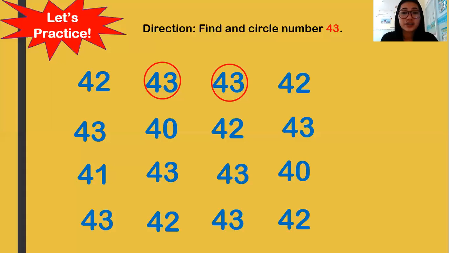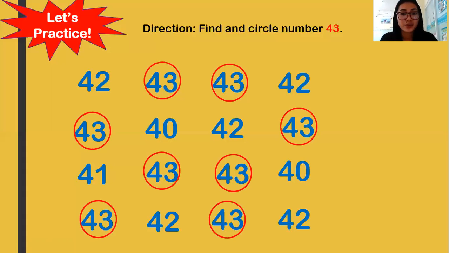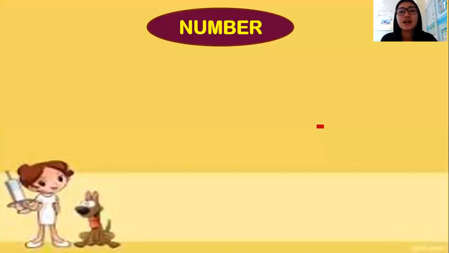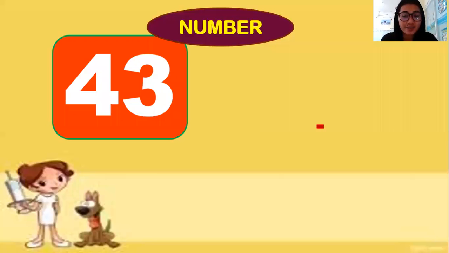In the second row, there are 2 43s. So let's circle 1, 2. In the third row, there are 2 as well. So let's circle 1, 2. And in the fourth, there are 2 43s. There are 1 and 2. So we have already identified number 43 on this screen. Good job, class. Now let's spell one more time number 43.